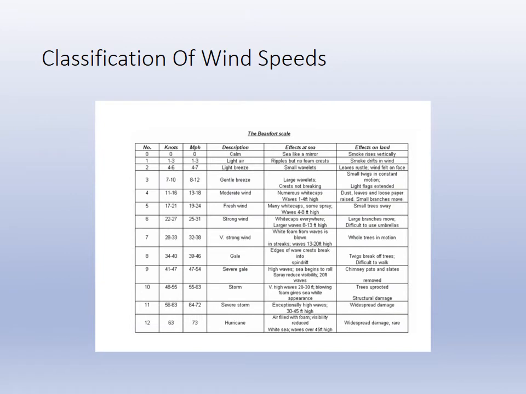This is the Beaufort scale of wind. You can see knots, which is nautical miles. Nautical miles, the knot is based on 1 minute of latitude, whereas miles per hour is based on a statute or land mile. And you can see the effects at sea, the effects at land, and the description.